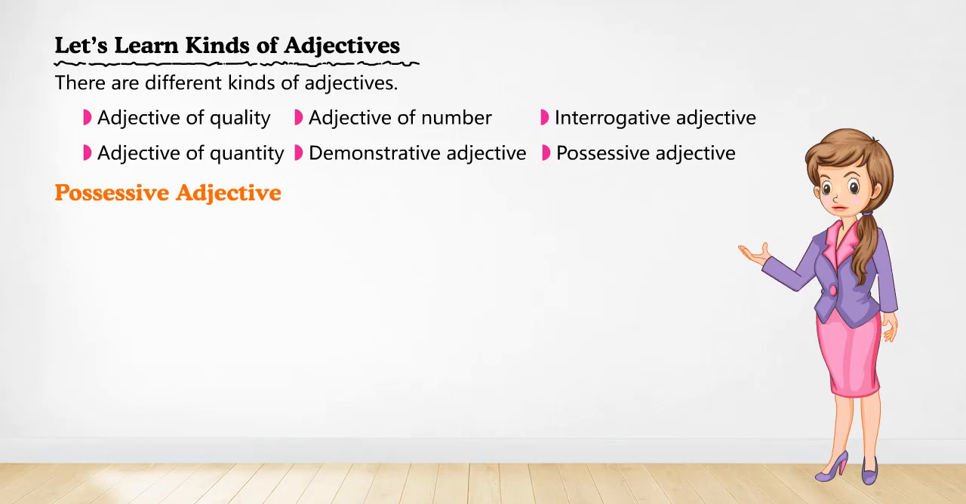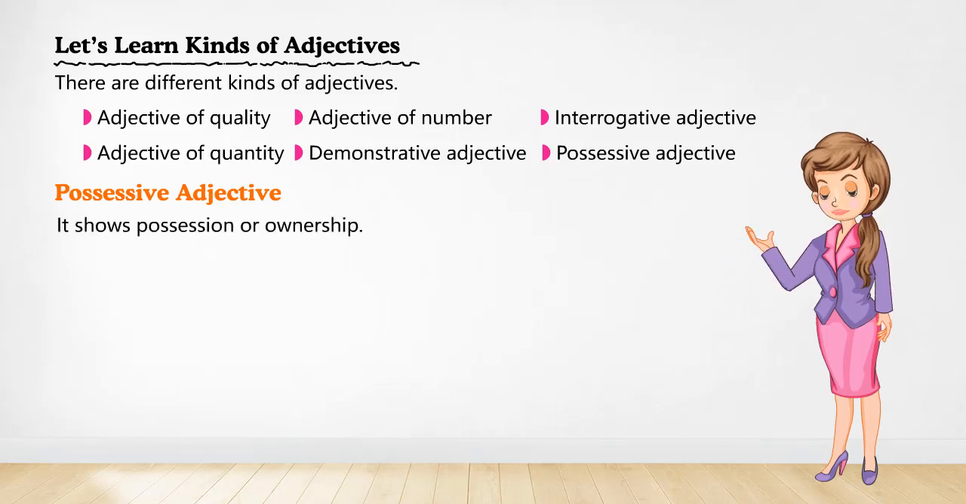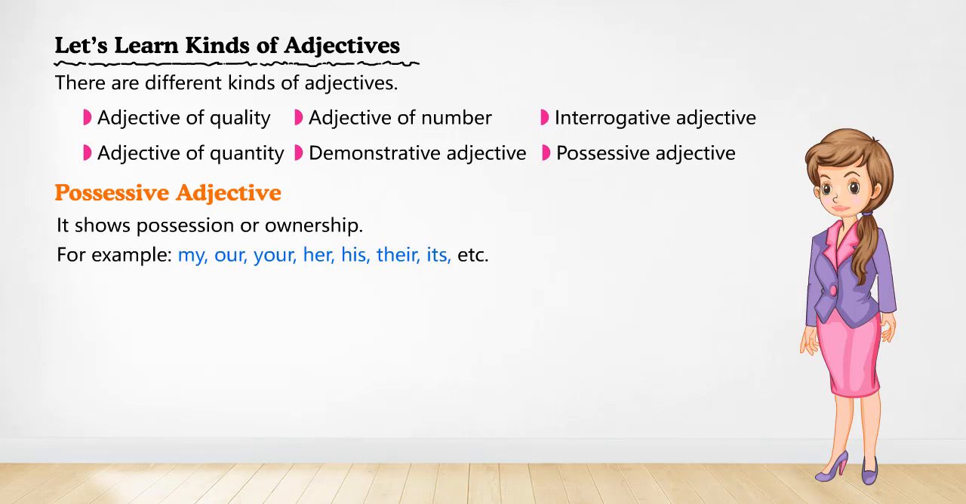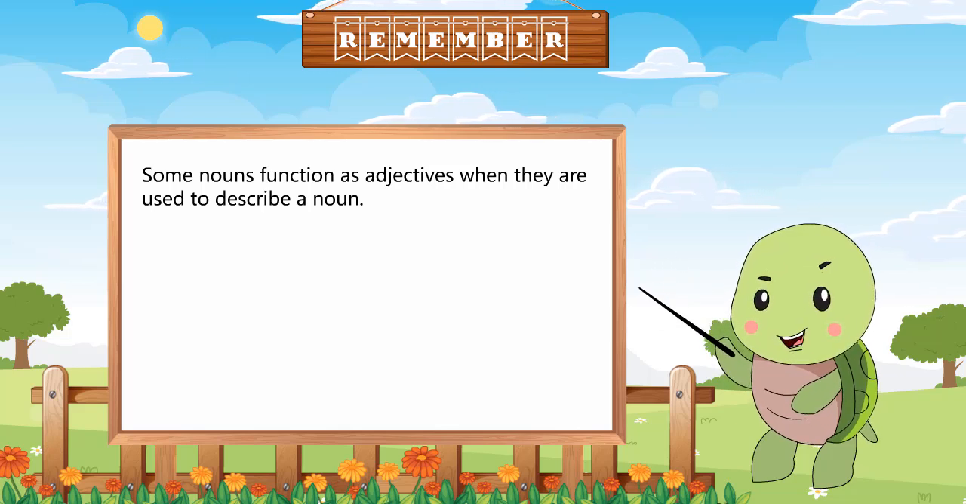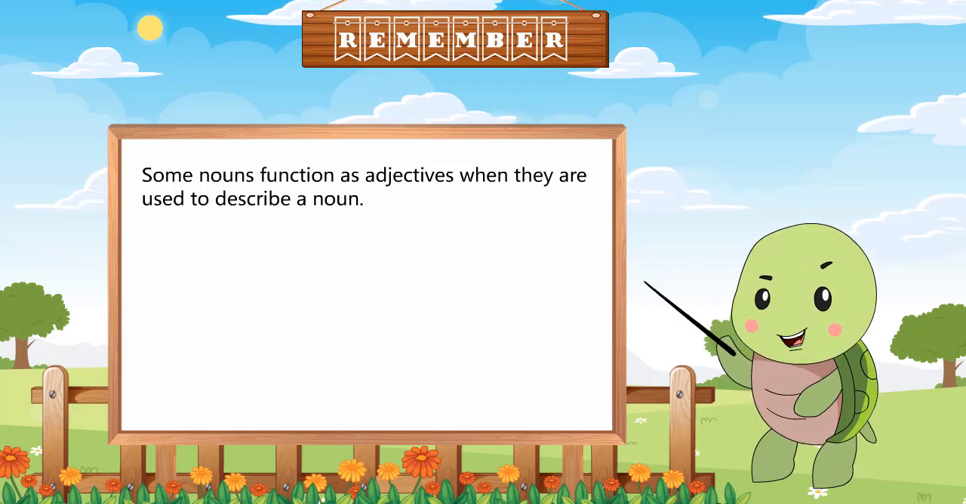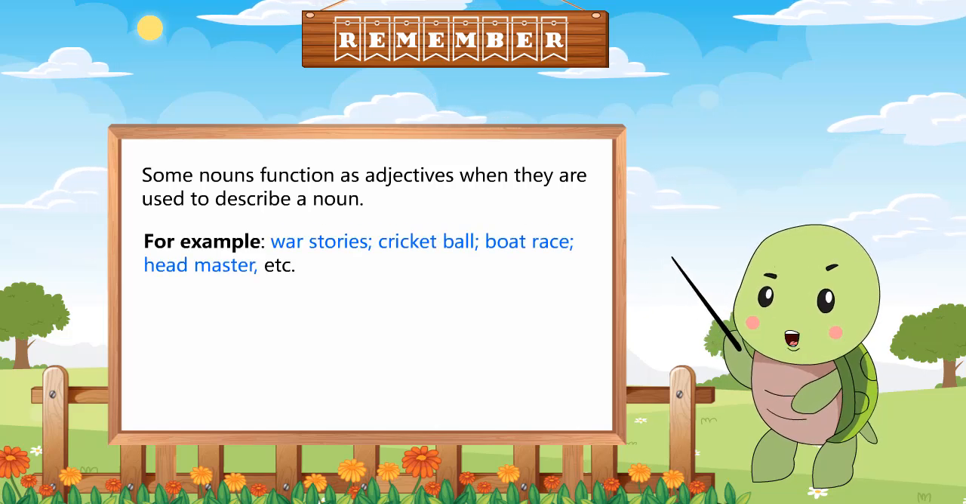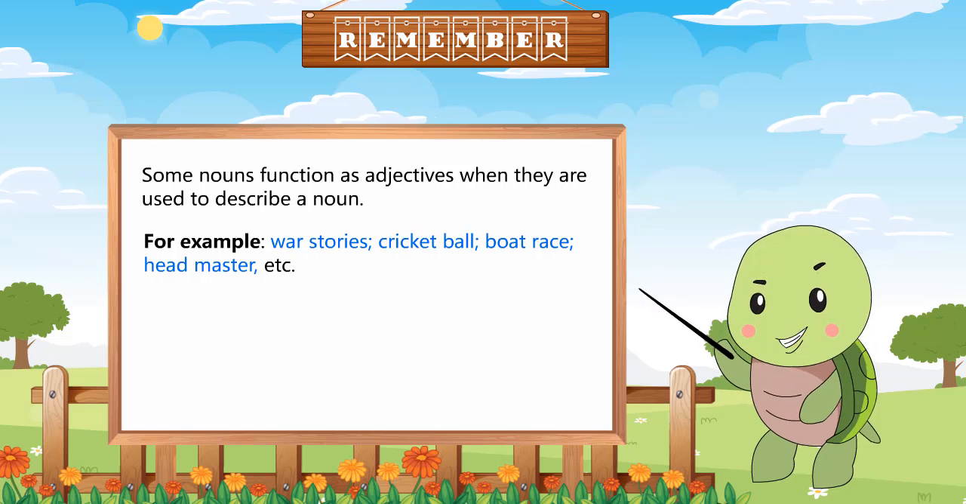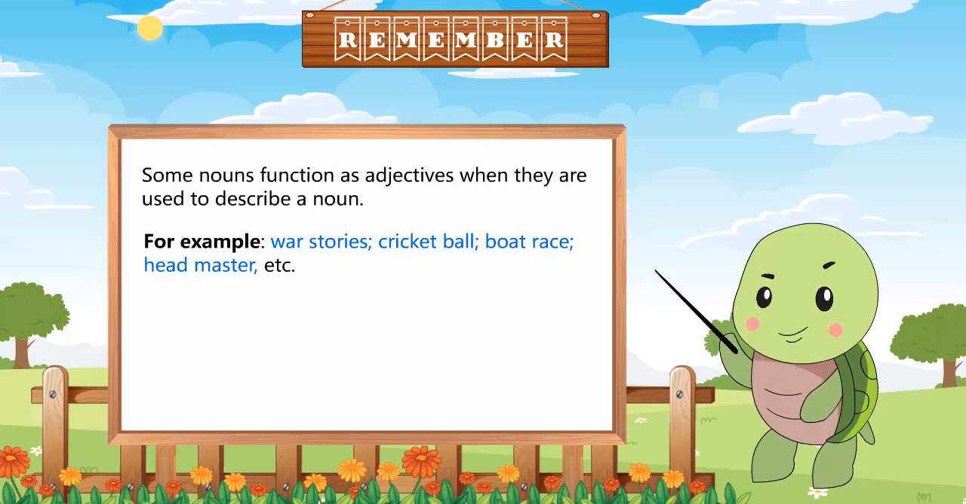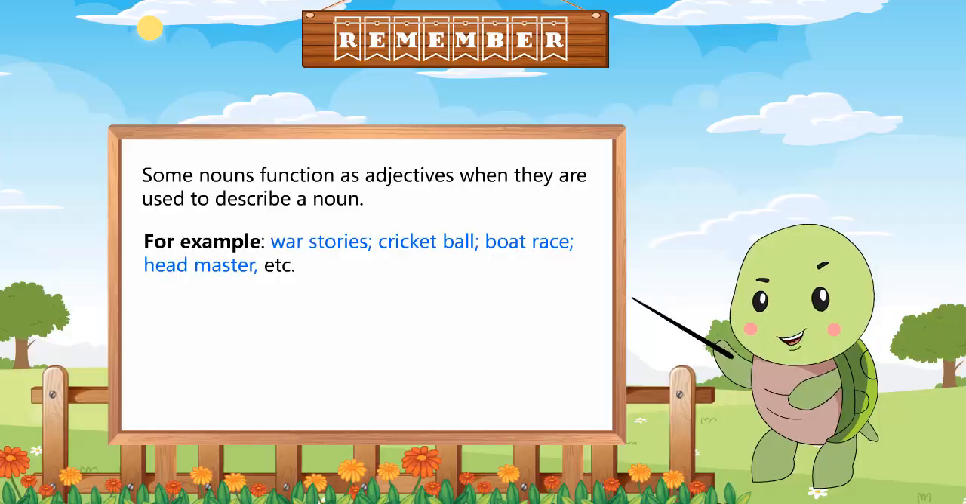Possessive adjective. It shows possession or ownership. For example, my, our, your, her, his, their, its, etc. Remember, some nouns function as adjectives when they are used to describe a noun. For example, war stories, cricket ball, boat race, head master, etc.